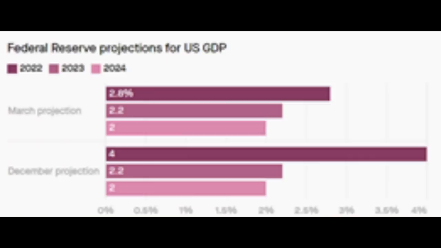So, as much as it's great that we were up 5.7% in 2021, here's the projected numbers for 2022 by the Fed. Last December, they thought we were going to see 4% GDP growth in 2022. They have now revised that to 2% growth. Okay? That ain't good. 2% GDP growth is fine if you have 2% inflation, but then you are stagnant, okay? Part of stagflation.